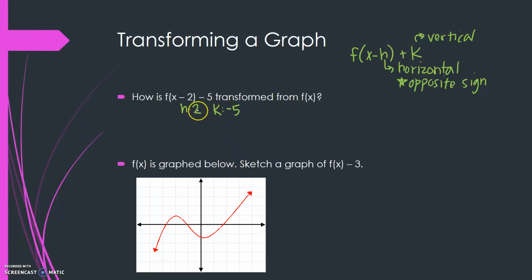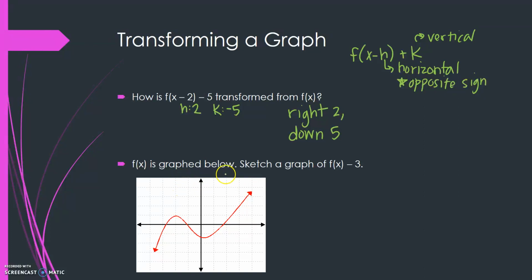So a positive 2 in a horizontal direction is right 2. So I took my graph f of x and I've gone right 2. And a negative 5 in a vertical direction is down 5. So we've gone right 2, down 5.